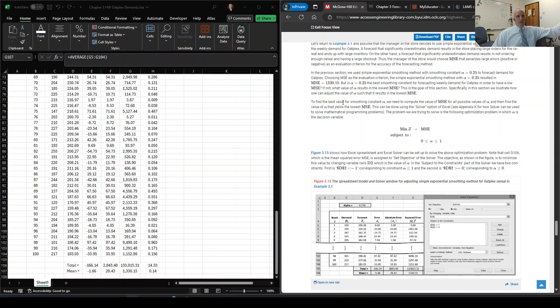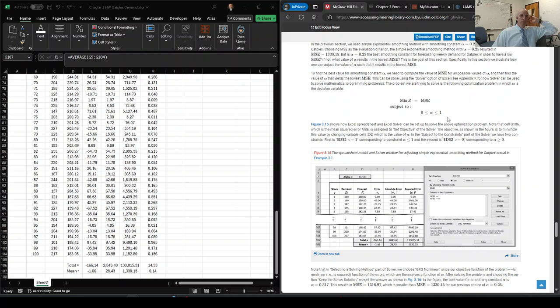To find the best value for the smoothing constant alpha, we need to compute the value of MSE for all possible values of alpha, and then find the value that yields the lowest MSE. This can be done using Solver. Appendix K has some information about how to use Solver. The problem we're trying to solve is the following optimization problem. We're trying to minimize our MSE by changing the alpha, and alpha has to be between 0 and 1. Here's how we can set this up in our spreadsheet.